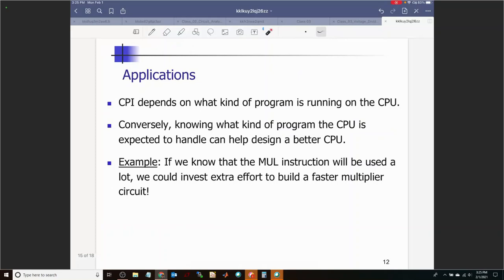All right, so CPI depends on what kind of program is running on the CPU. And knowing what kind of program runs on the CPU, you can help design a better CPU. For example, if you know that you will be spending a lot of time executing multiplication instructions, then we could invest in faster multiplier circuits, right? So the thing that gets the highest fraction of usage, invest more money in that.